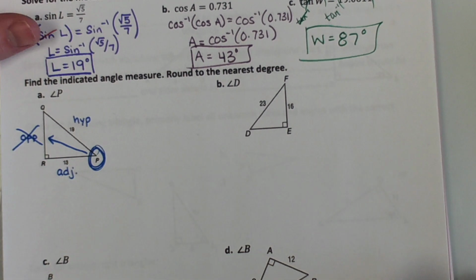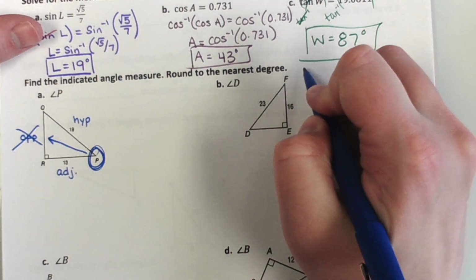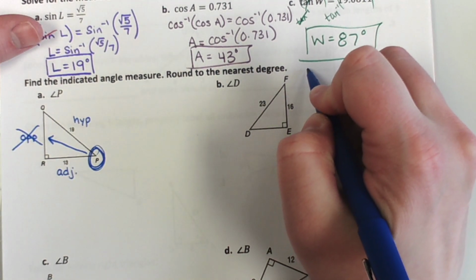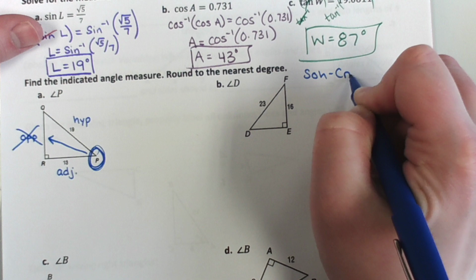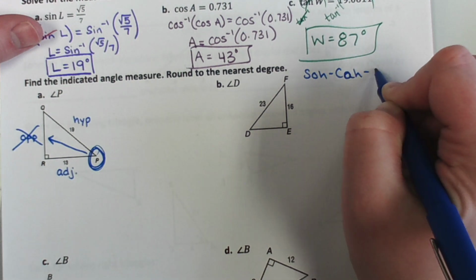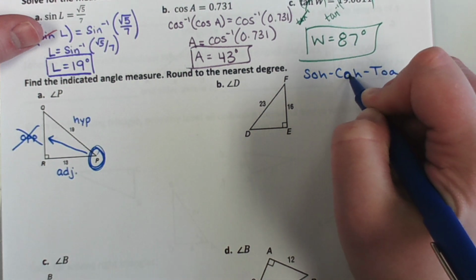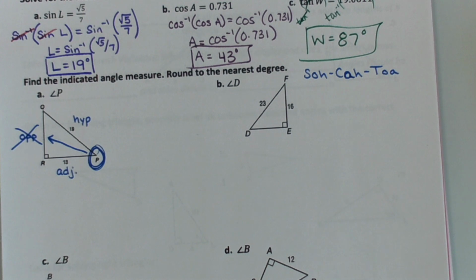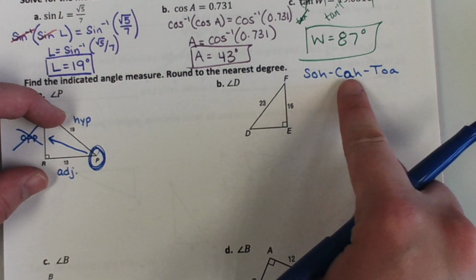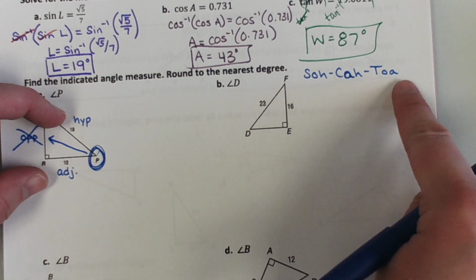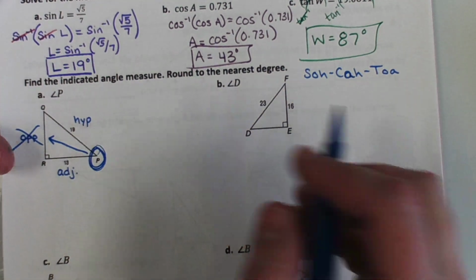What's that memory tool again? SOH CAH TOA, how do I spell it? It's almost like it was written behind me. Okay. Adjacent and hypotenuse is which of my 3 trig ratios? The CAH one, so cosine.